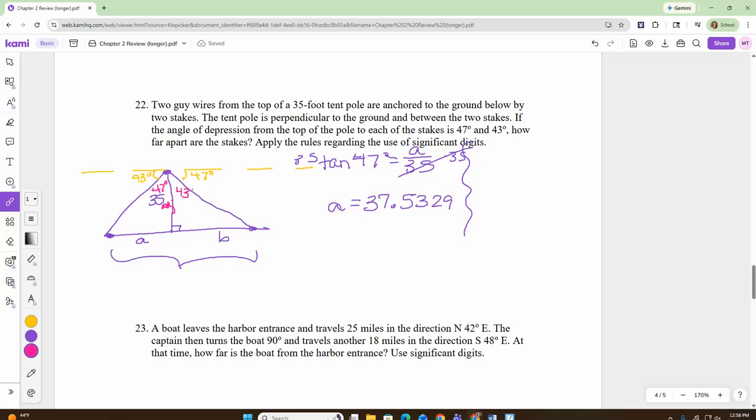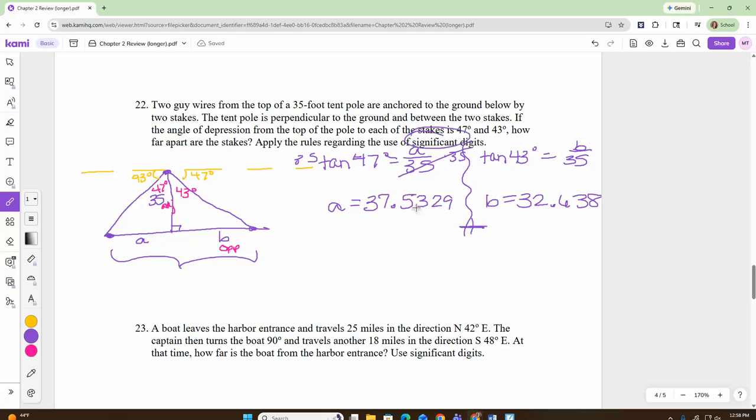If you do 90 minus 47, then B is my opposite. So opposite and adjacent means tangent. So the tangent of 43 degrees equals B over 35. So again, you multiply over the 35. And you get 32.6380. So if I want the total distance, we just have to add those together.